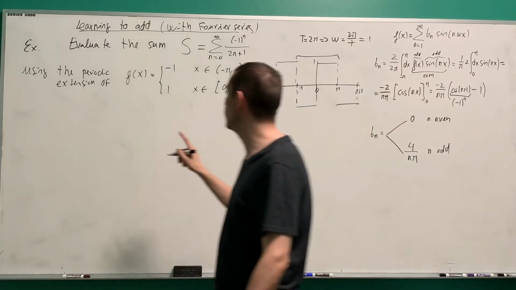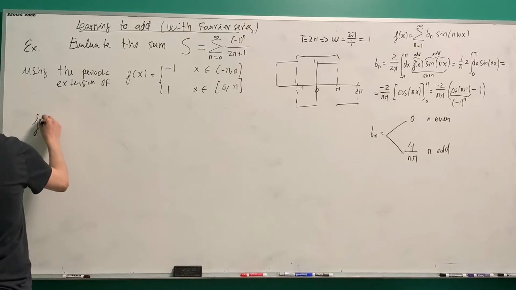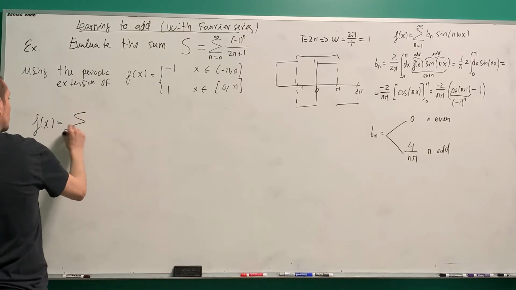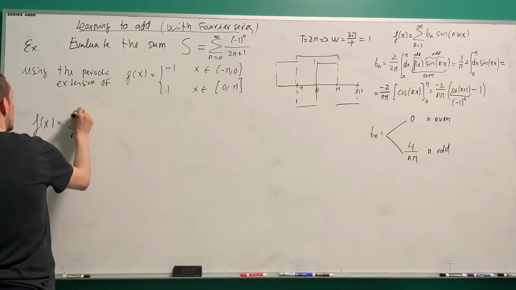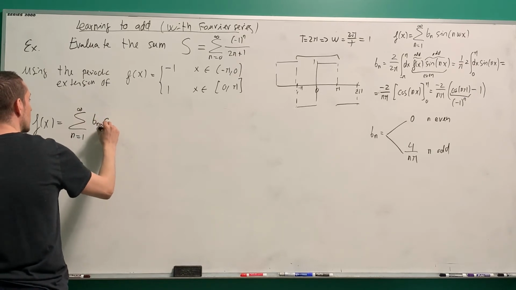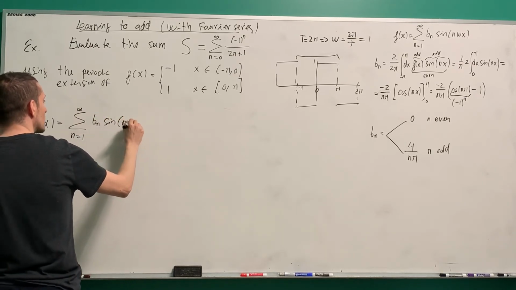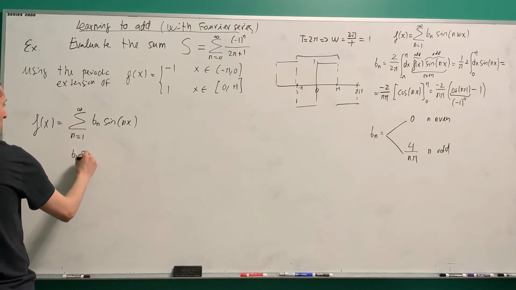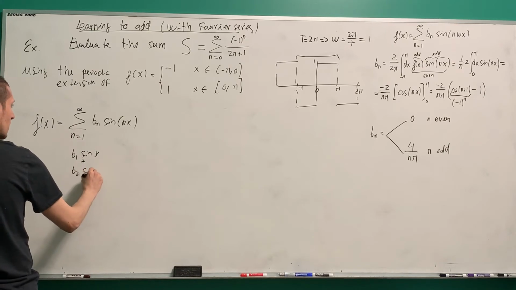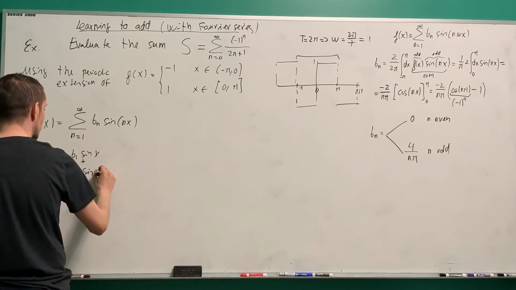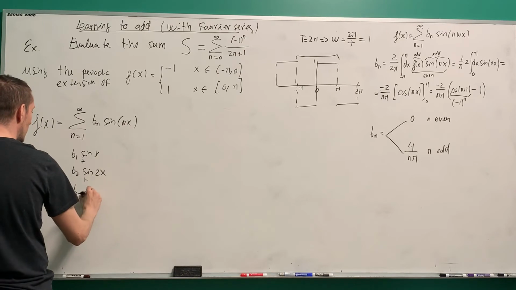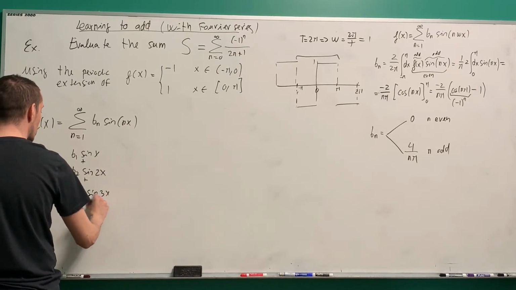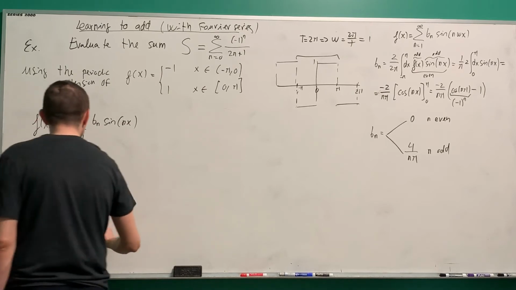With these coefficients now, we can write the function f of x. And let me just write the Fourier series first, symbolically. So bn, then the sine, let me substitute omega and x. What are the summands of this sum? For n equals 1, b1 sine of x, right? Plus b2 sine of 2x, plus b3 sine of 3x, plus b4 sine of 4x, and so on.